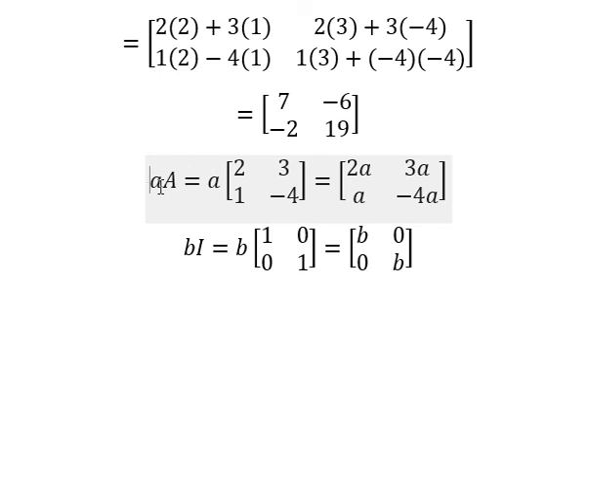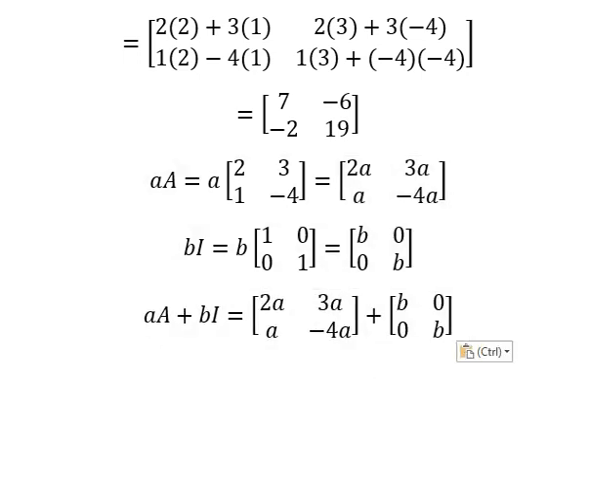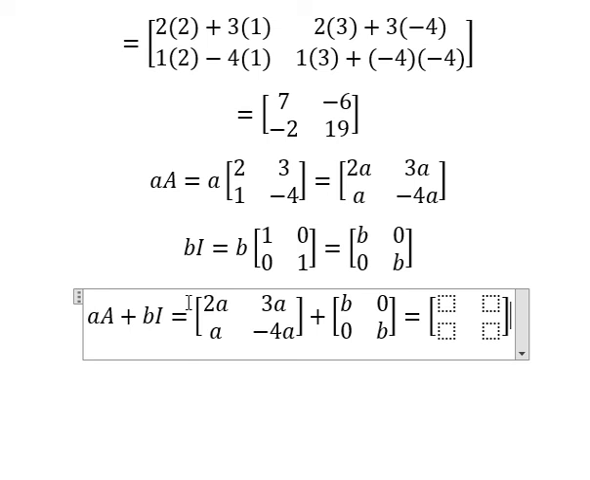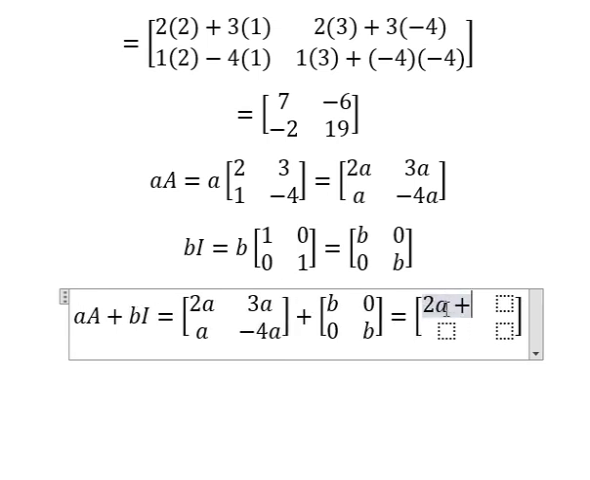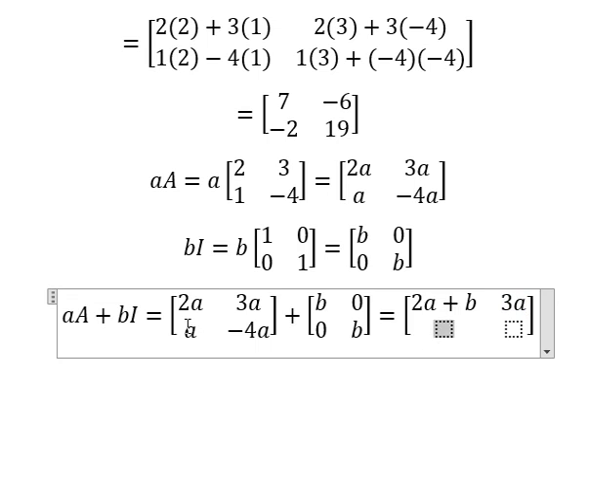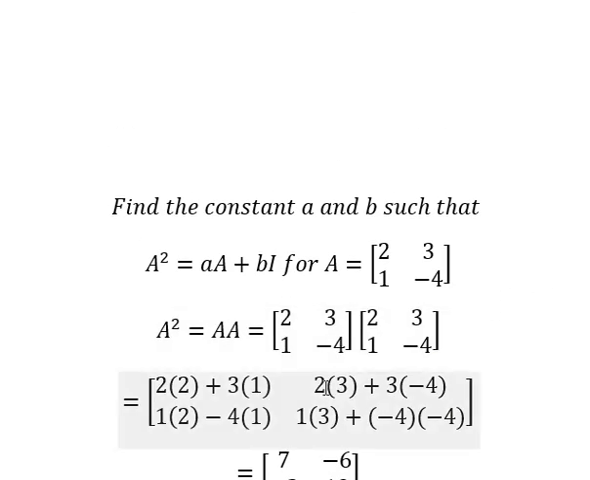Now, we have this one plus this one. That means this one plus this one. So, we combine two matrices in here. They should be like this. So, we have 2a plus b. We have 3a with number 0, you get 3a. A, we keep a. Negative 4a plus b. Now, we compare this matrix in here.